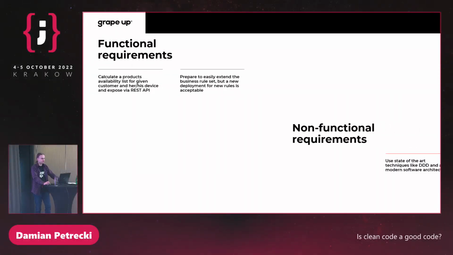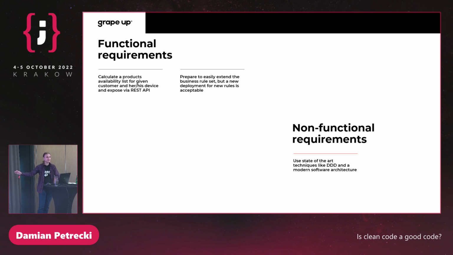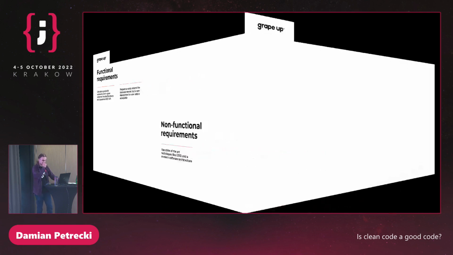Requirements. Pretty simple. We just need to calculate this availability and expose it via REST API, and we just need to be open to extending the set of rules. So right now we have some rules where a product or service is available or not, and maybe there will be some more rules later on. And non-functional requirements. Nothing really fancy, just state-of-the-art, DDD. Okay, we can cover something like that.